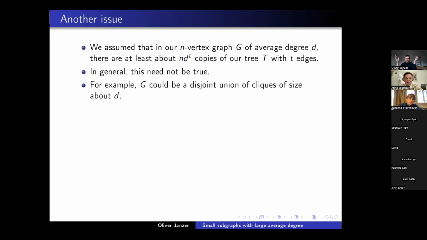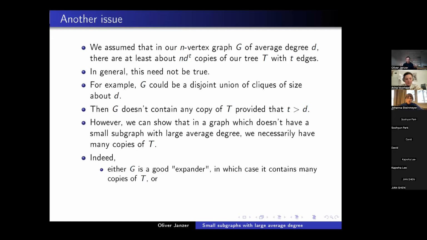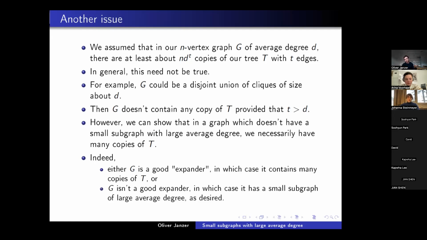However, our ultimate goal is to find a small subgraph of large average degree. And in this example where the graph is a disjoint union of cliques, every clique is extremely dense and quite small. So you can just use any clique or subset of a clique. So this is what we will exploit here, that either we directly somehow find a small subgraph of large average degree, or if we cannot, then the graph must have some property which I'm about to explain, guaranteeing that you have many copies of the tree. And the property, it's a graph theoretical notion, it's called expander graphs. So either the graph is a good expander, which I'll explain what it is. If it is a good expander, then it will contain many copies of the tree. If it's not a good expander, I will show that it has a small subgraph of large average degree.